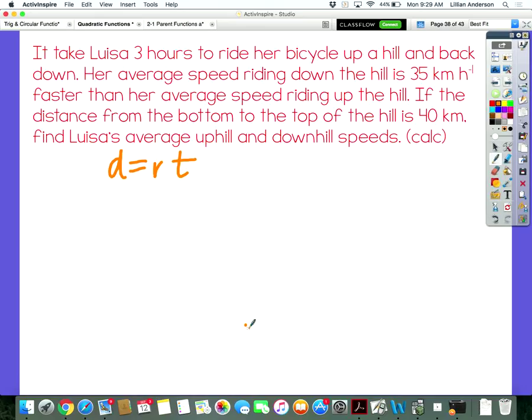Distance equals rate times time. You needed this because in order to set up your equation to figure out her uphill and downhill speeds, you needed this. Which part of this equation represents speed? R, the rate. Rate and speed, same thing. So R was your speed. You already knew what your distance was. What's your distance? 40. And T is your what?